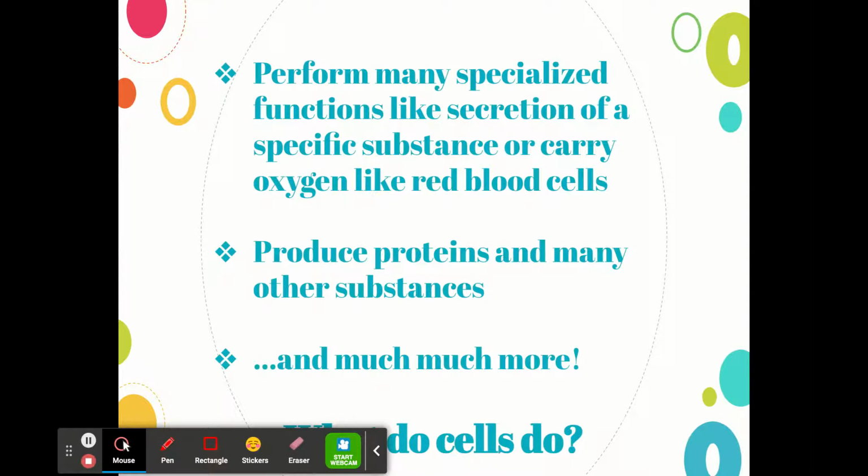Now, proteins carry out so many important functions in your body. One example, if we go back to the red blood cells carrying oxygen, red blood cells can carry oxygen because of a protein called hemoglobin. So red blood cells have a lot of hemoglobin, and that hemoglobin is able to attach to the oxygen and carry it throughout your body. Okay, so the production of proteins and other substances is an extremely important function that cells do.